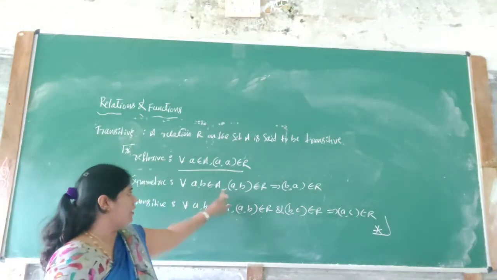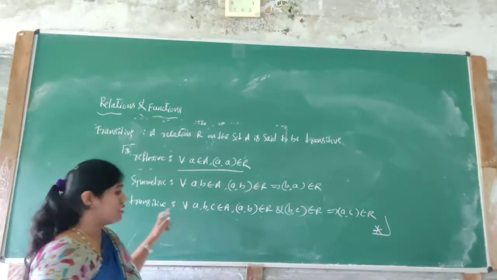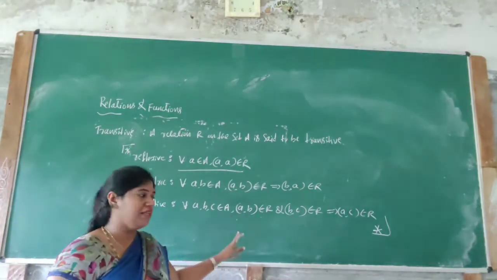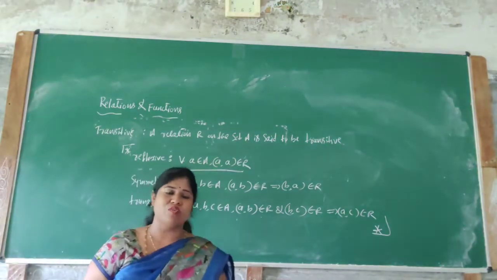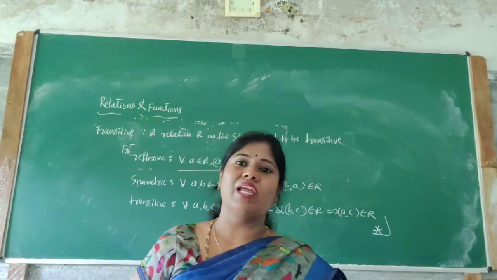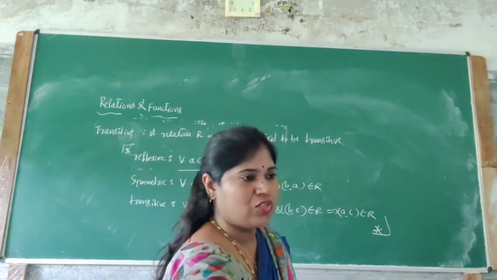If (a, b) belongs to R and (b, c) belongs to R. In transitive, a, b, c belong to A, we have to take a, b, c. (a, b) belongs to R. Next we have to start from b: (b, c) belongs to R implies (a, c) belongs to R. This is very important. Very important.